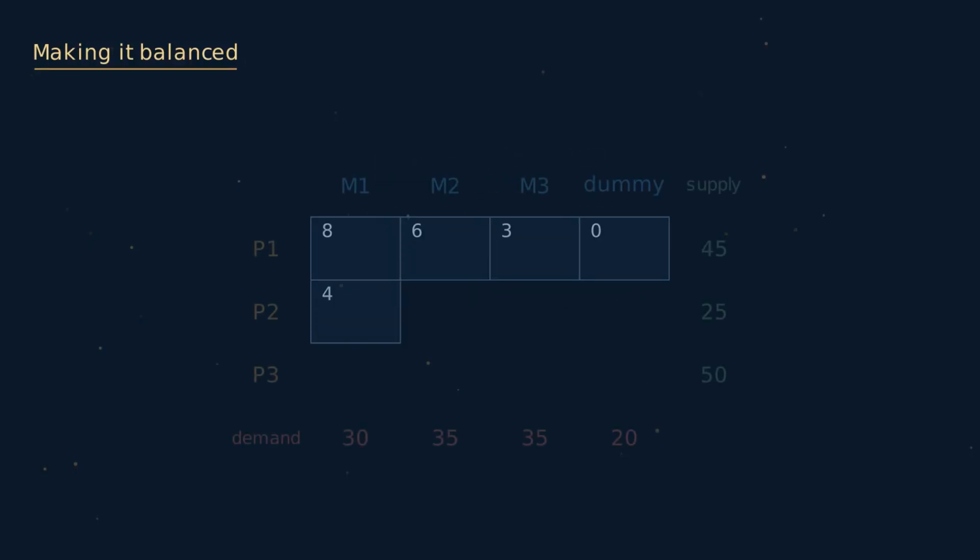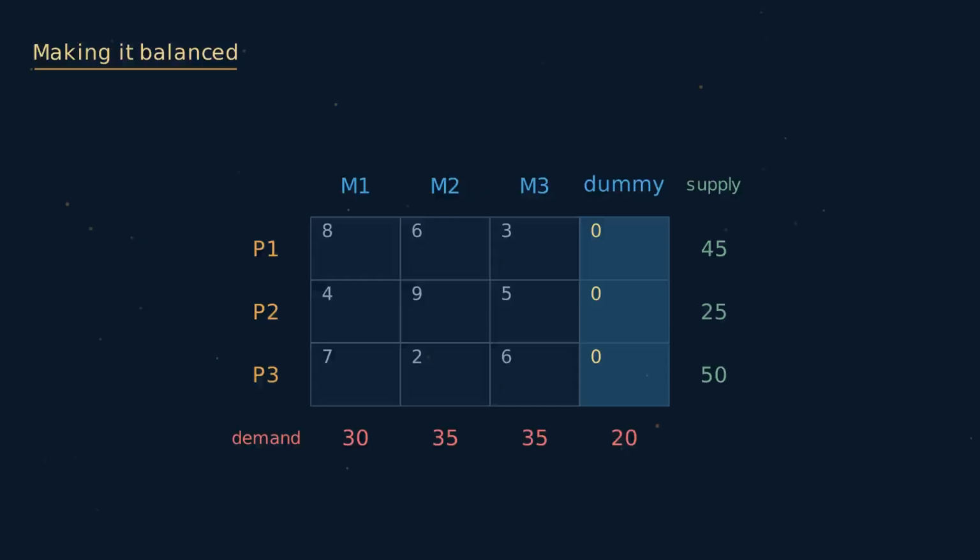The fix is a piece of honest fiction. Add a dummy market that soaks up the extra 20, and give every route into it a cost of 0. Units sent to that dummy are simply units that never left the warehouse. They cost nothing, so they can never bend the real routing, they just make the totals match, which is all the method needed. If instead demand had outrun supply, you would add a dummy plant the same way, and its shipments would be the orders you cannot fill.